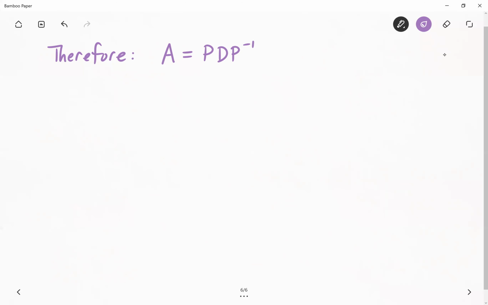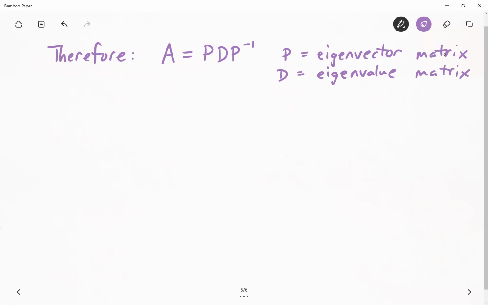Again, assuming that P, sometimes I'll think of that as the eigenvector matrix. Like the eigenvectors are columns. And D, I like to think of that as the eigenvalue matrix. These aren't official terms at all, but they're a nice way to think about the concepts here.